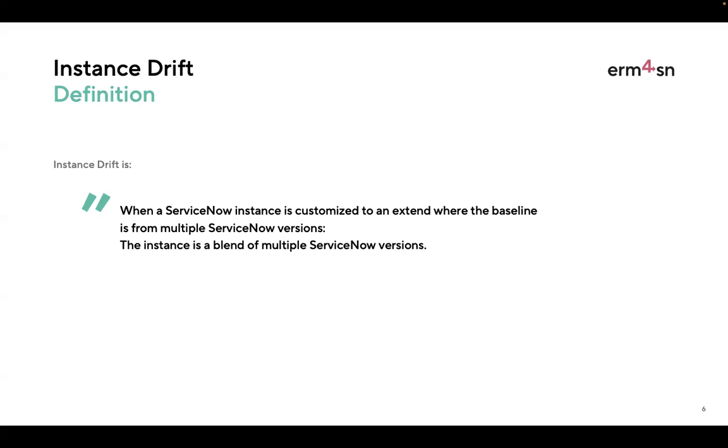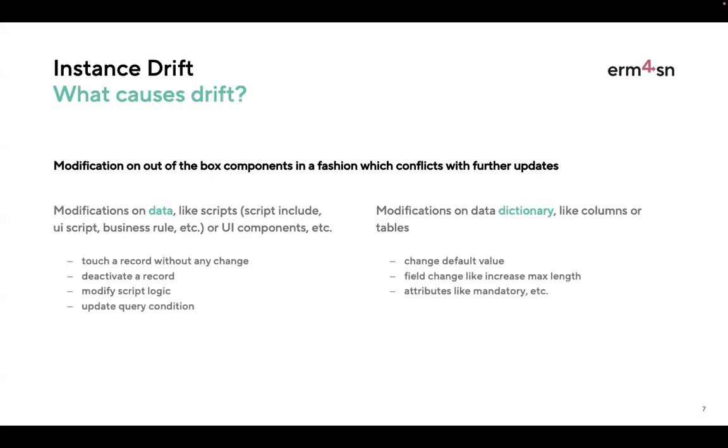Now, where is the risk when you have a blended instance? Well, at the moment, it might still work. Everything might look okay, but there is a certain risk that changes on the data side or on the dictionary side cause upgrade conflicts in the future. So how does it come that you have a data change or a dictionary change? A data change is super simple. You can just open a script include and then save it without any change. And this might then save a newer version. It shouldn't, but it does.